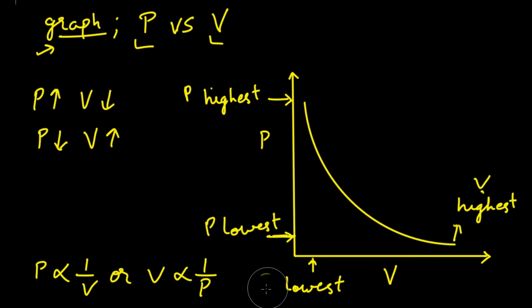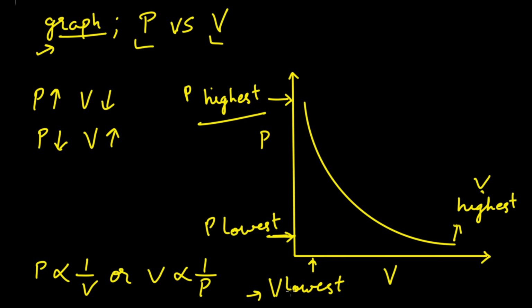There is one more change. Here you will write volume. So when pressure is highest, volume is lowest. When volume is highest, pressure is lowest. This is the first graph from Boyle's law, and that is between pressure versus volume. The graph is known as pressure versus volume graph.